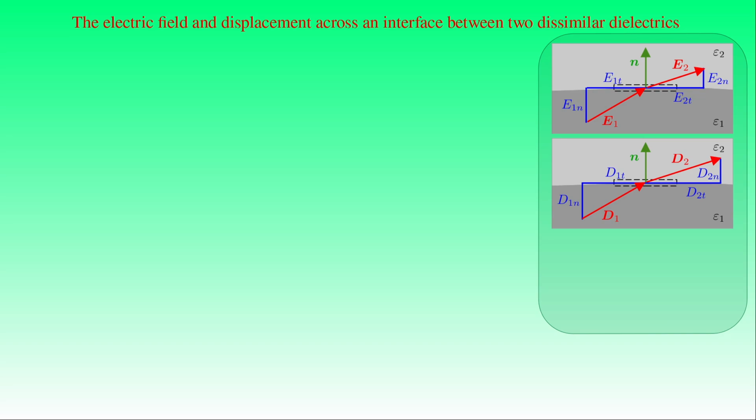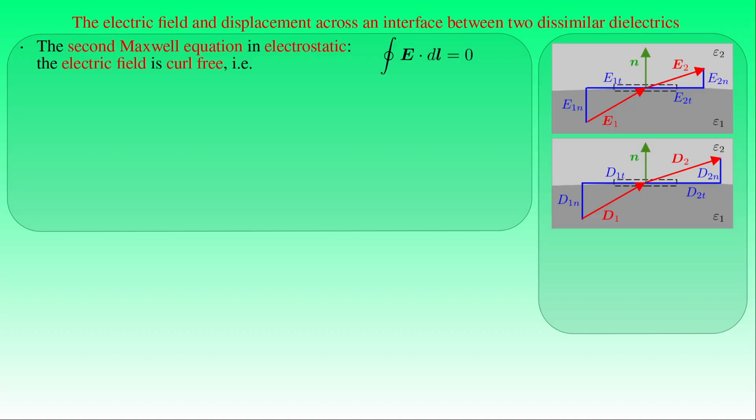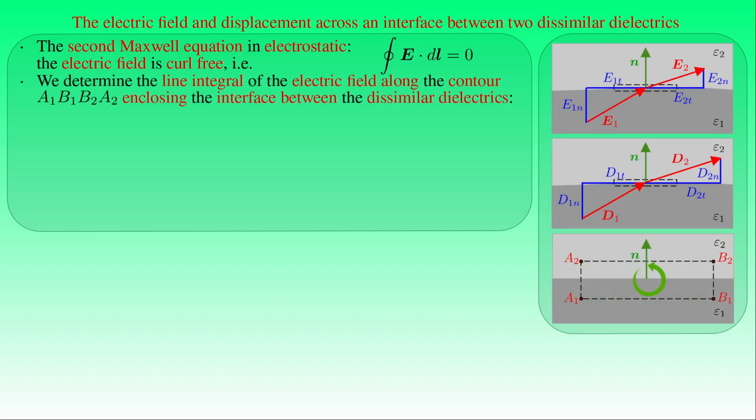In order to do this, we apply the second Maxwell equation in electrostatics telling us that the electric field is curl-free, that is the line integral of the field strength E of an electrostatics field along any closed contour is equal to 0. Now we determine the line integral of the electric field E along a closed contour defined by the rectangle with the corner points A1, B1, B2, and A2 enclosing the boundary interface between the dissimilar dielectrics such that its longer sides are parallel with the interface in a small vicinity where the boundary can be considered flat.